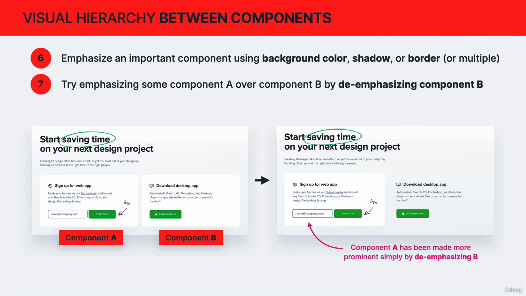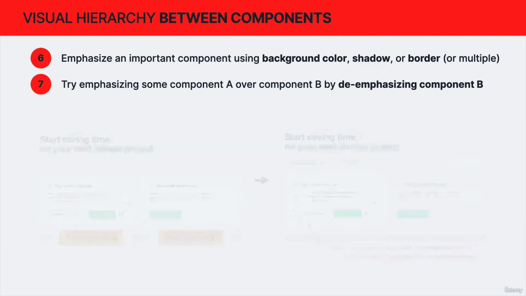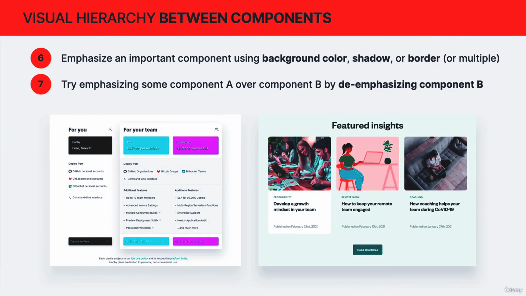So it lost its background color, and now component A has been made more prominent by simply removing that background color from component B. And by the way, notice also that arrow that says free close to the Start Now button. So that is yet another way to basically emphasize that Start Now button, right? So that's not a technique I'm mentioning here in this lecture, but it's still just another way of drawing attention to that important button. So here are some more examples of de-emphasizing one component in order to emphasize the actual component that we want the user to focus on.